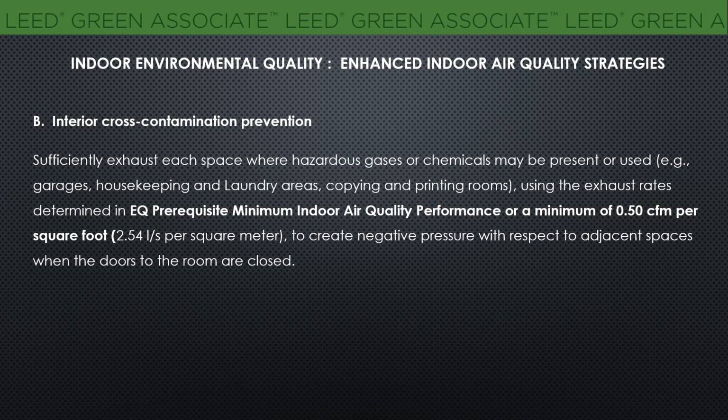Next is interior cross contamination prevention. Sufficiently exhaust each space where hazardous gases or chemicals may be present, which can be garages, housekeeping areas, etc., using the exhaust rate determined in environmental quality prerequisite minimum indoor air quality performance, or a minimum of 0.50 CFM per square foot, to create a negative pressure with respect to the adjacent space when the doors to the rooms are closed.